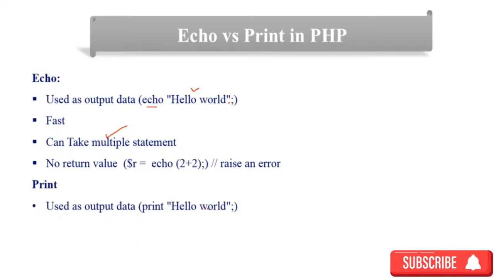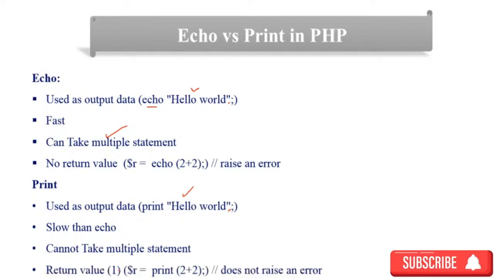On the other hand, the print method is also used to output data. For example, print hello world. This hello world will display to the user. This is the slower method than echo. Another is it cannot take multiple statements. When you put a comma and provide another string like this one, you will get an error.